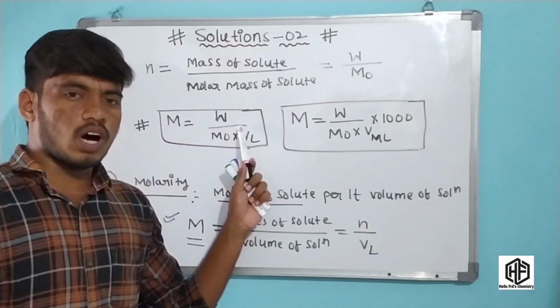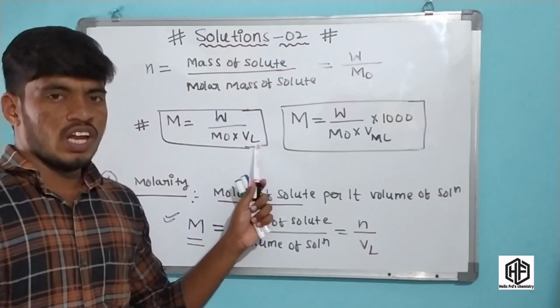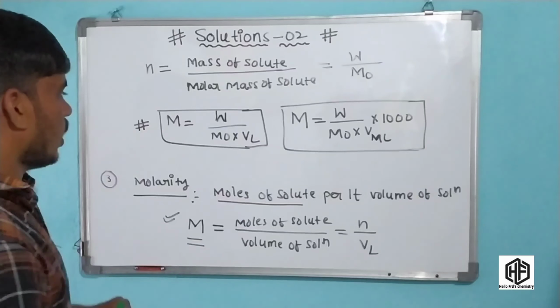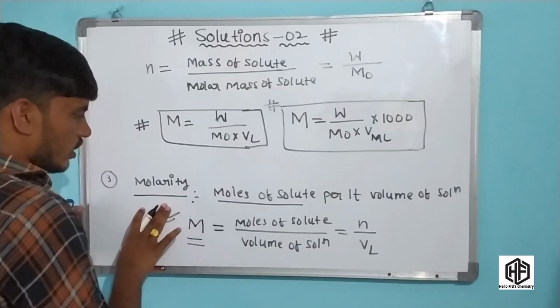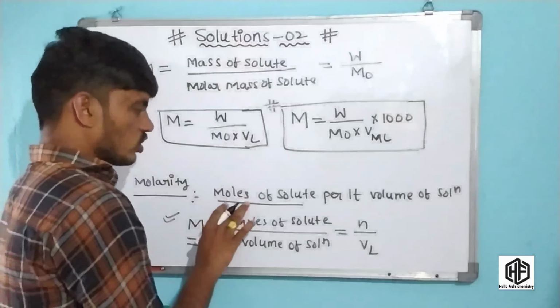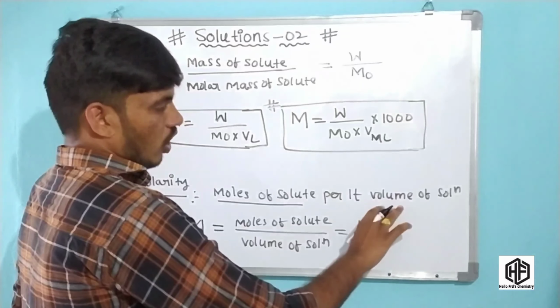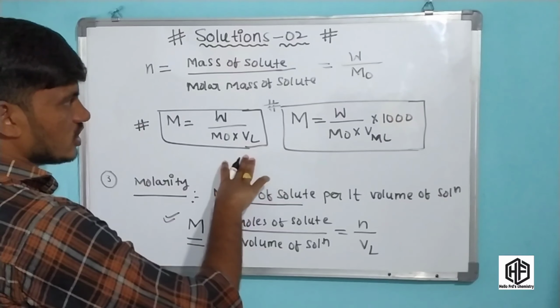Molarity is equal to mass or weight of solute by molar mass of solute into volume of solution in liter. These are the molarity formulas. This is clear friends. What is molarity? The number of moles of solute present in 1 liter volume of solution is called molarity. This is the molarity formula.